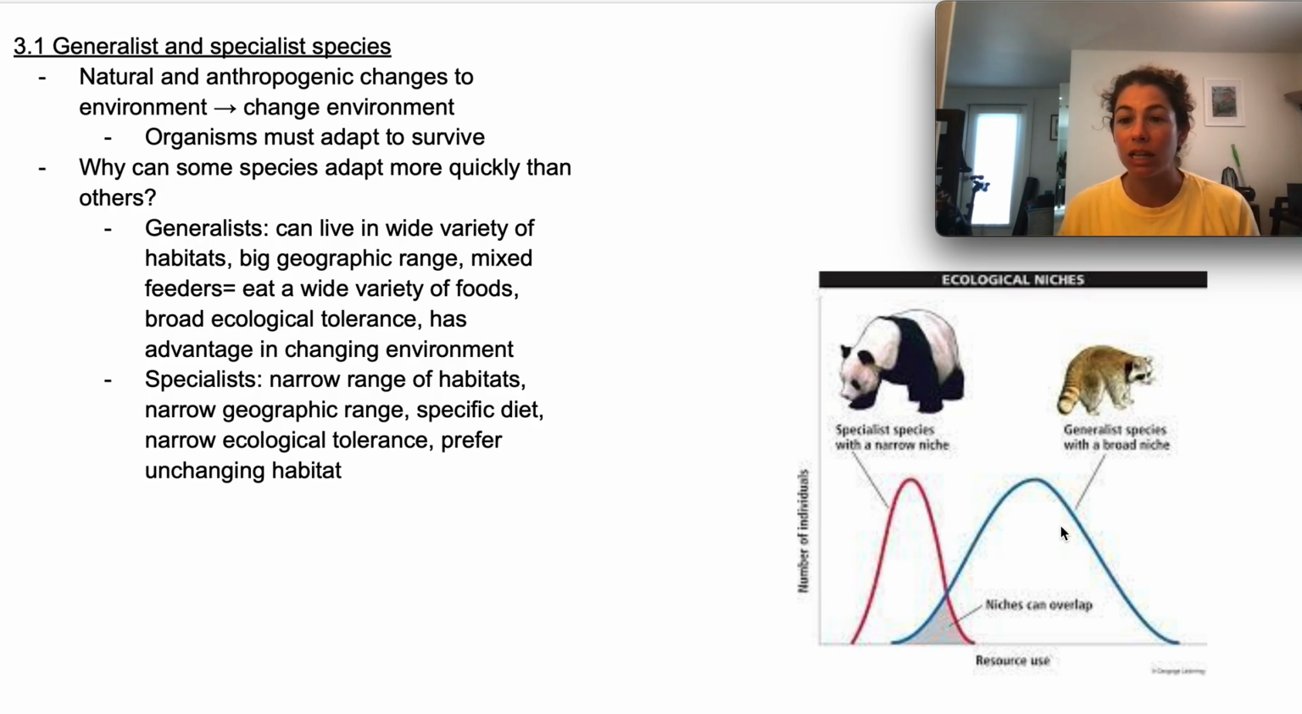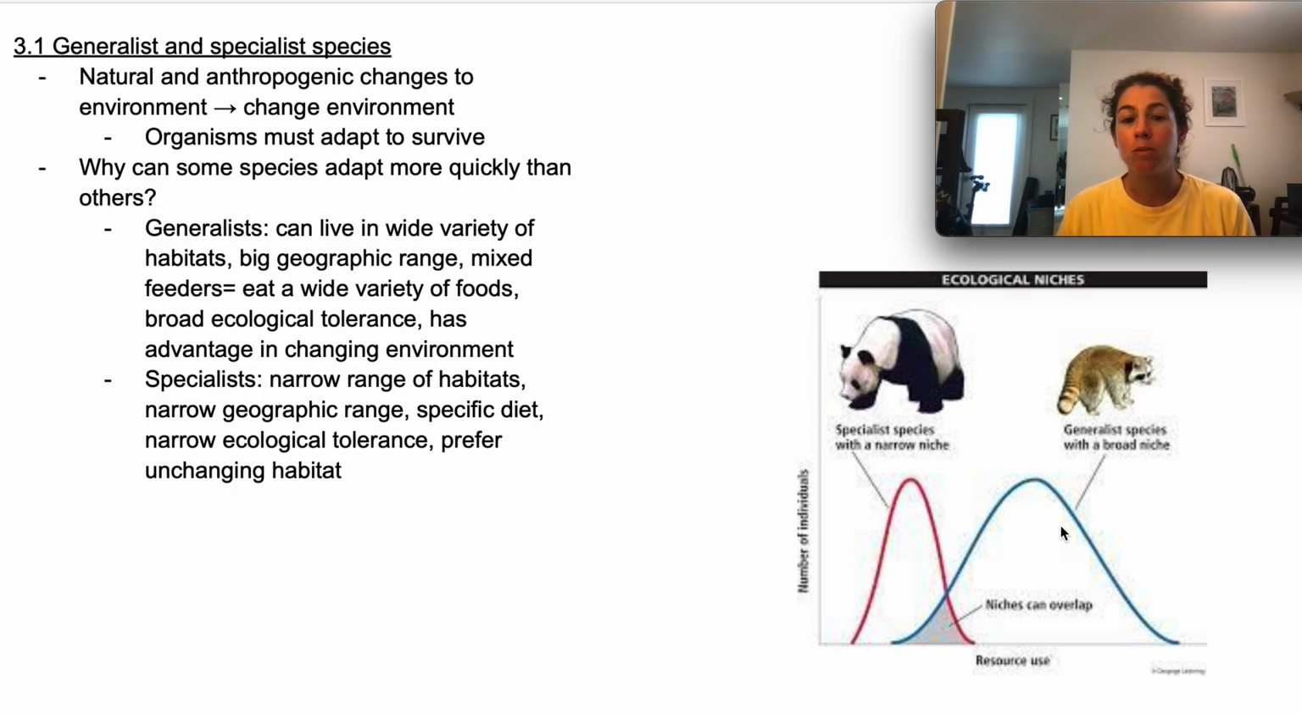Generalist species generally can live in a wide variety of habitats. They have a wide variety of food resources that they can take advantage of. They have a broad ecological tolerance. They can live in a wide variety of ecological conditions. And generally, these have an advantage in changing environments. So we end up seeing more generalist species in human impacted areas, so in urban areas or anywhere where there's a lot of human impacts, because that environment is changing so quickly.